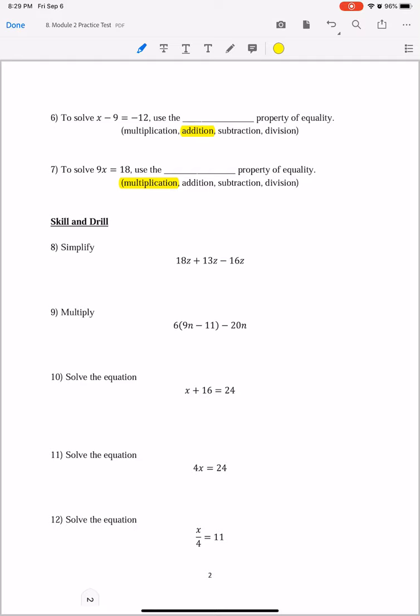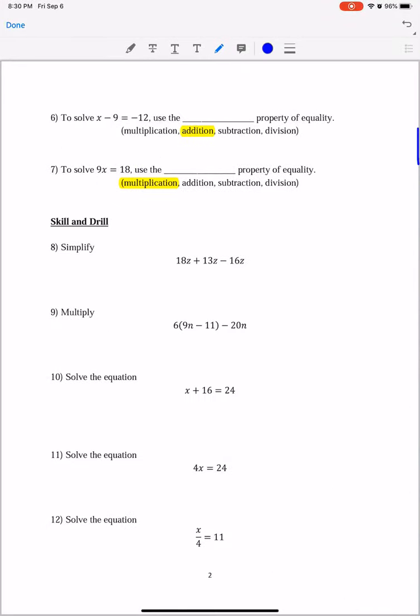All right, now this is going to get a little crowded. There's not quite enough room for all of these, but we'll do what we can here. Number 8, we are simplifying. When you simplify, you are simply combining like terms. So these are all like terms because you have a z, and a z. So just add the coefficient.